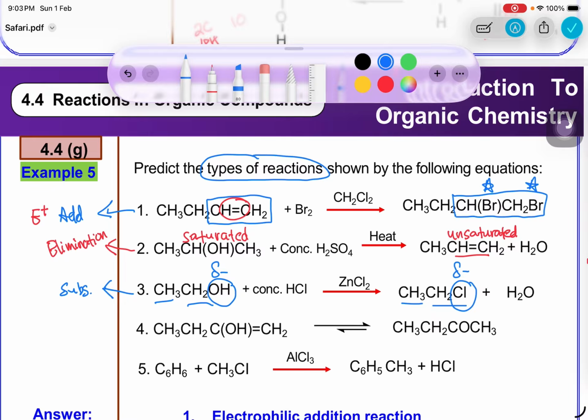But what kind of substitution? Because the OH is partially negative and Cl is also partially negative, this one is nucleophilic substitution.